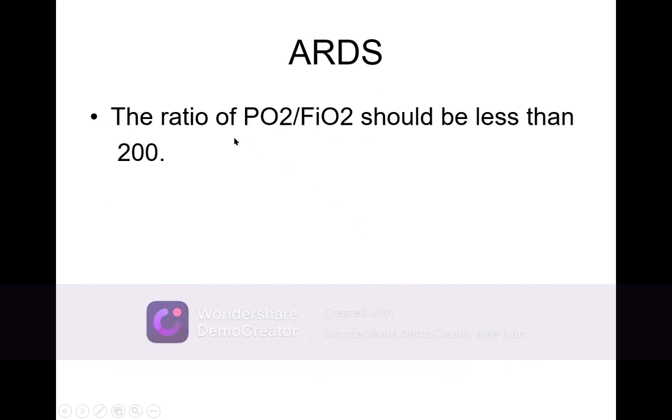But the important thing is diagnosis, because it is acute lung injury or ARDS. In ARDS, the ratio of the PO2 to FiO2 should be less than 200. And acute lung injury is more than 300. Here it is less than 200. Remember the difference between ALI, acute lung injury, and ARDS.